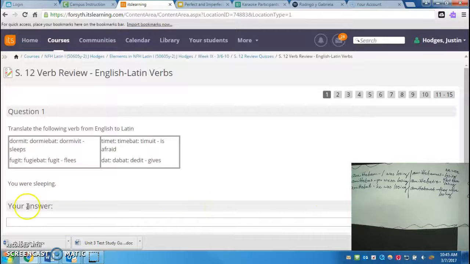Well, we've got to figure out which one means you. So you can see over here, you were losing is amittebas. That's the second person singular. So we know the ending is going to be bas. Let's look over here at what dormit turns into. See, dormiebat. Well, that's the third person singular. That's the one I give you for all 3 of these. We need to make the second person singular. So you replace this bat with bas, and that'll be your answer. So you were sleeping turns into dormiebas.